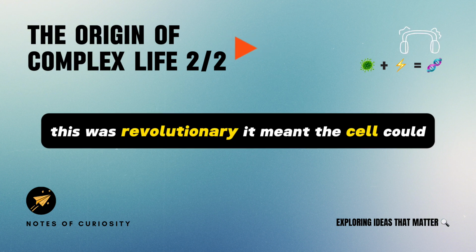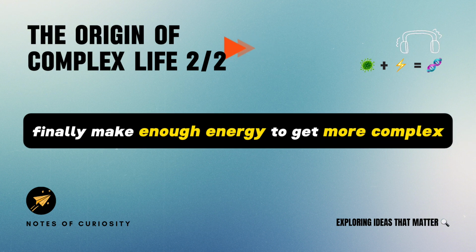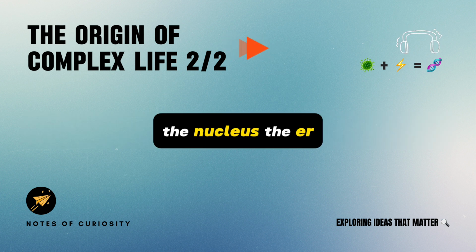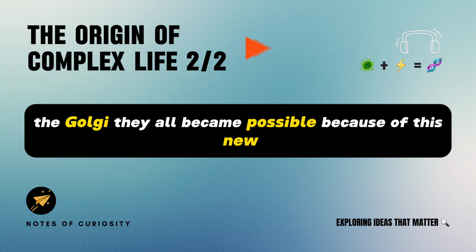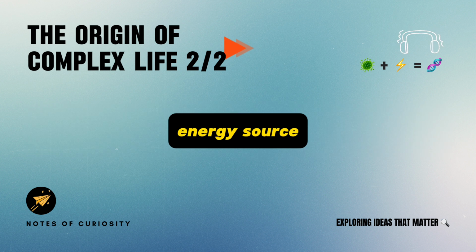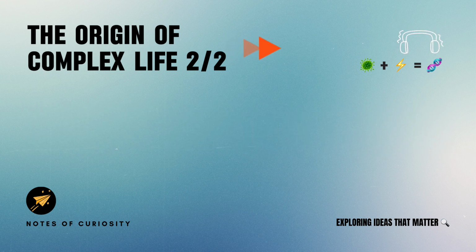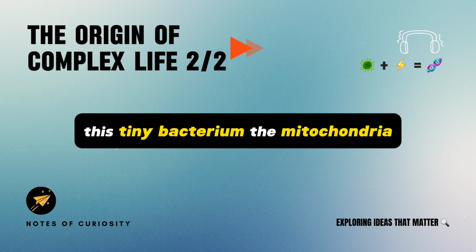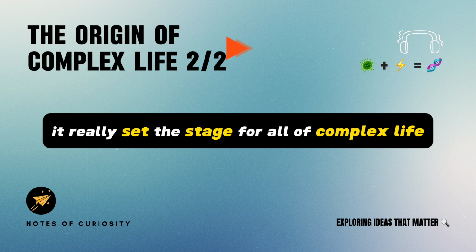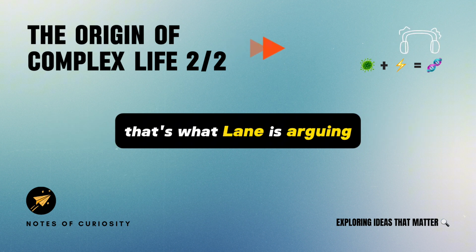Exactly. And this was revolutionary. It meant the cell could finally make enough energy to get more complex. The nucleus, the ER, the Golgi, they all became possible because of this new energy source. Wow. So this tiny bacterium, the mitochondria, it really set the stage for all of complex life. That's what Lane is arguing.